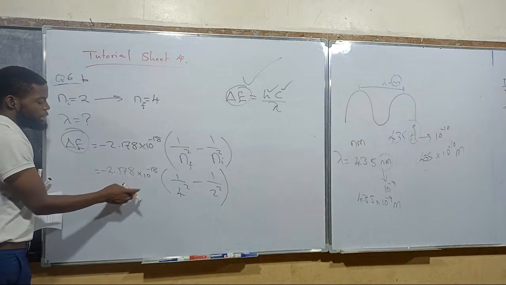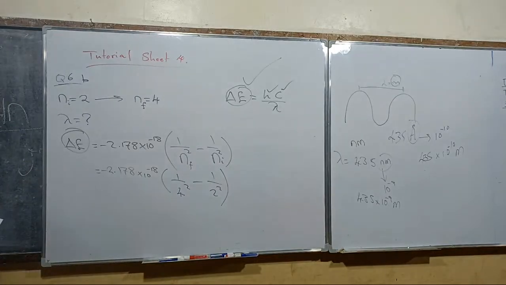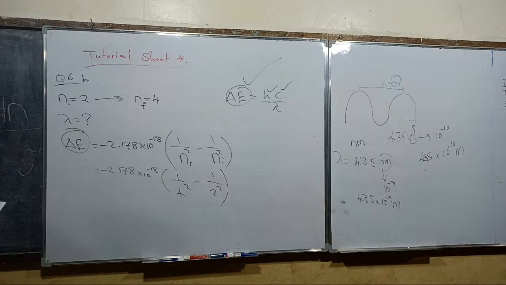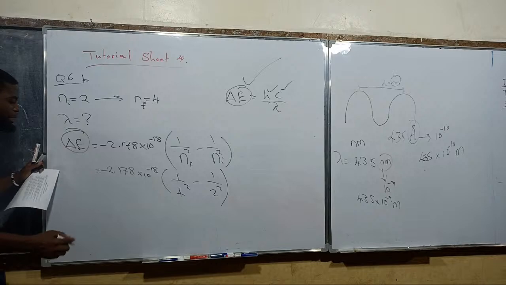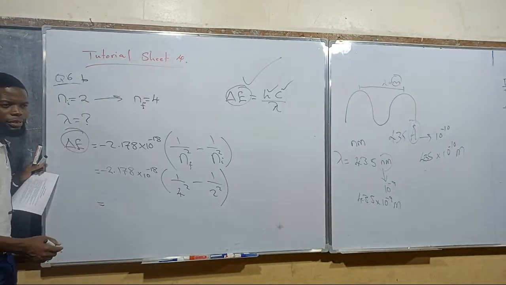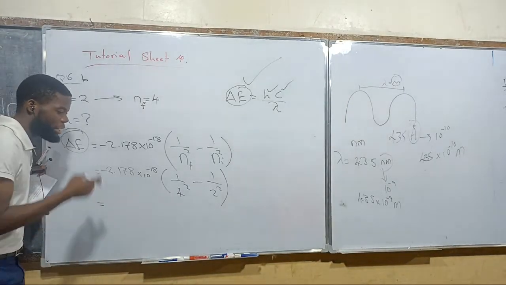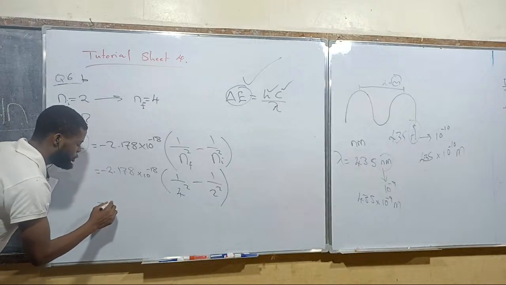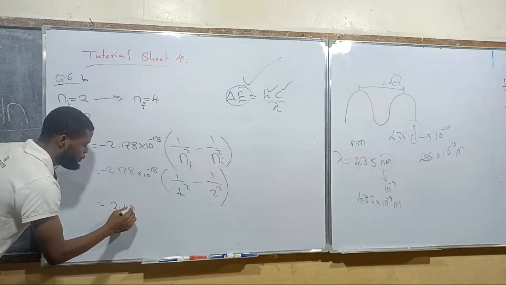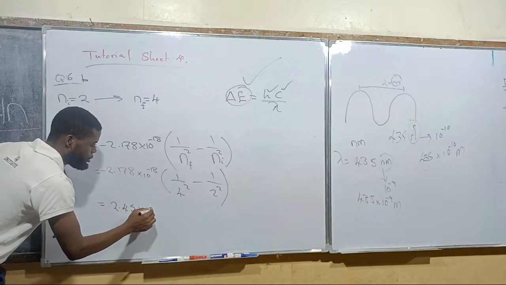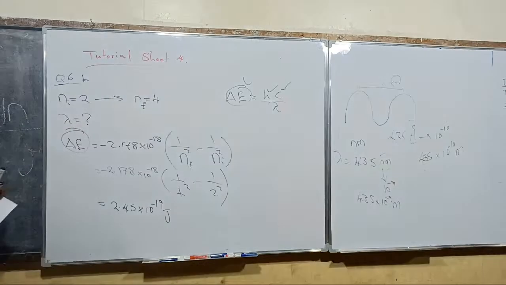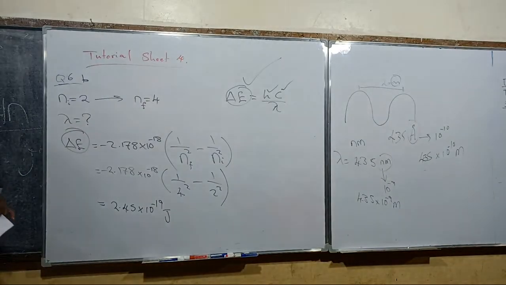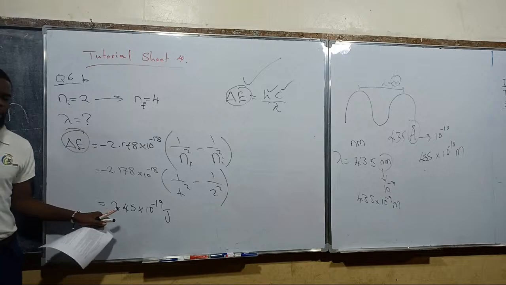2.178 times 10 to the power negative 18. Because an electron is moving from a lower energy level to a higher energy level, the answer that you're going to get will be positive. I do not have a calculator, but the answer should be 2.45 times 10 to the power negative 19. Energy is always measured in joules.